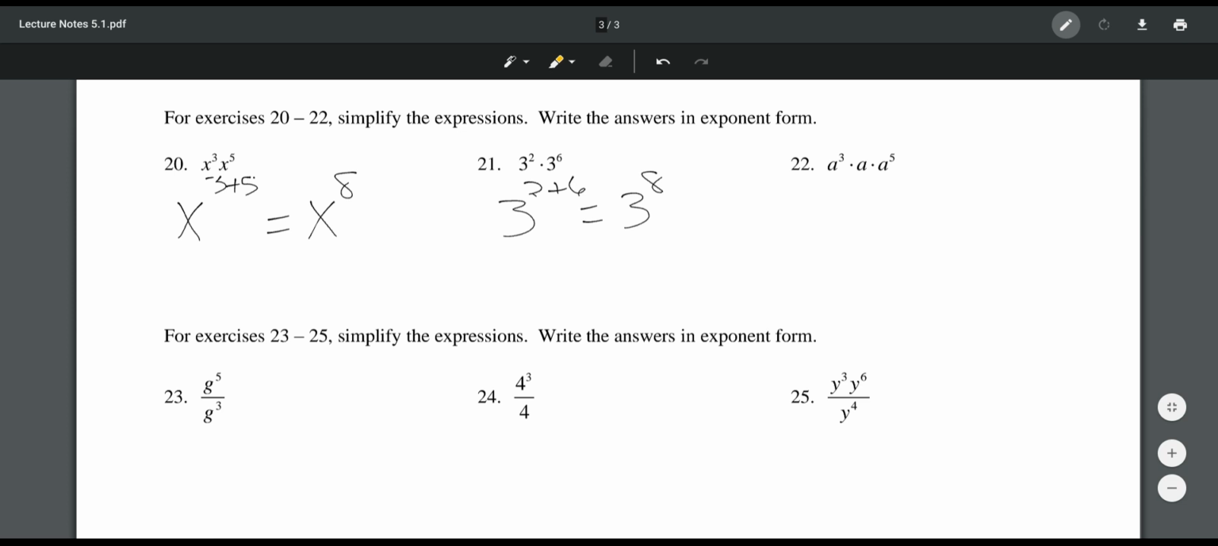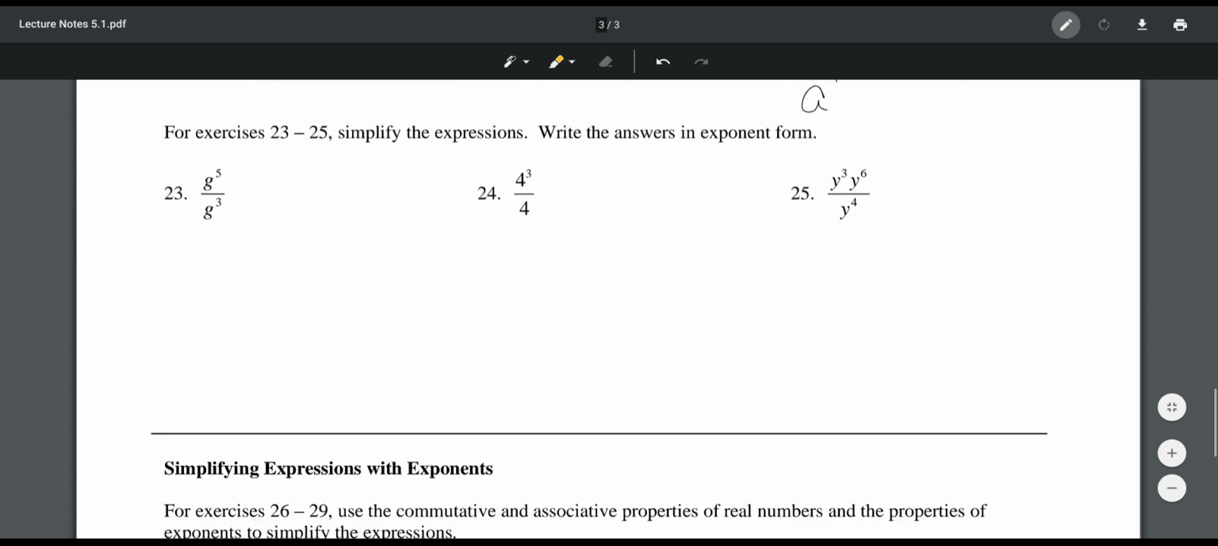Now, sometimes they want you to simplify that out, and sometimes they simply want you to leave it as 3 to the 8th. So make sure you are paying attention to how they want the answer formatted. So in number 22, all of my bases are an a. So I should have 3 plus 1 plus 5. Now remember, the one in the middle doesn't have a visible exponent, so it is understood to be a 1. When you add all that up, you get a to the 9th power for a final answer for number 22.